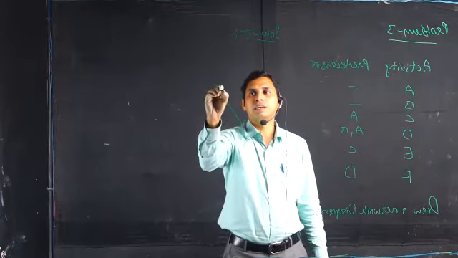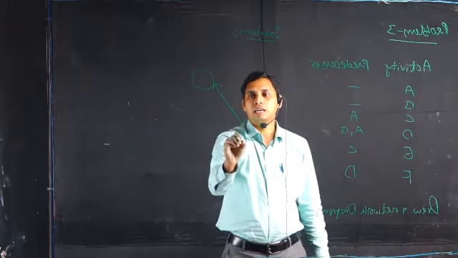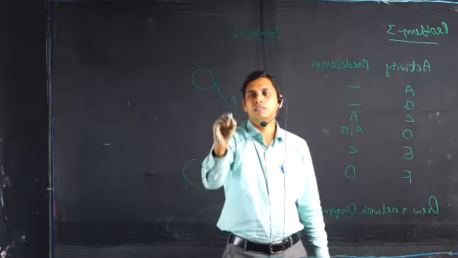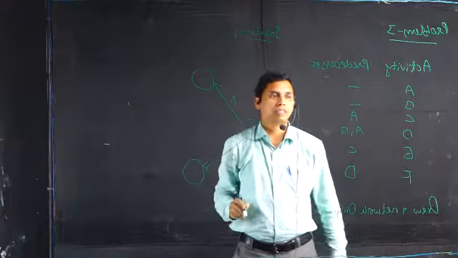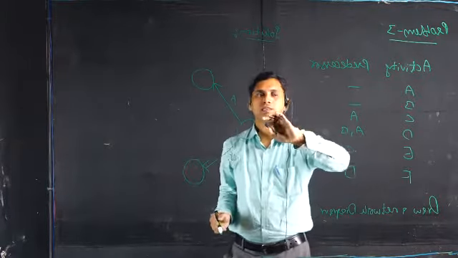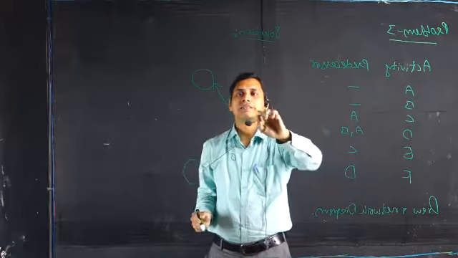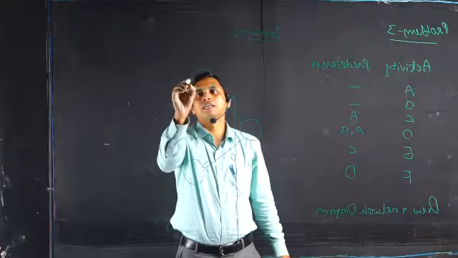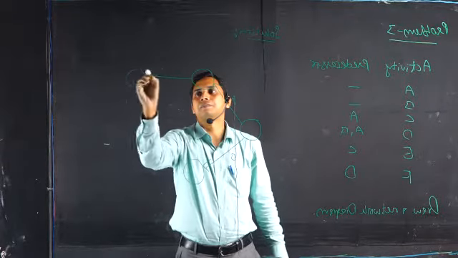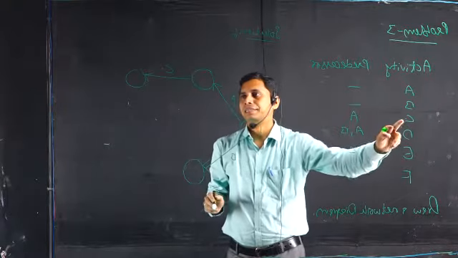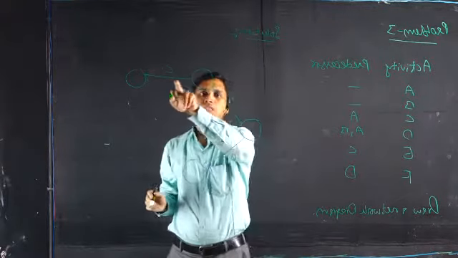Now A and B, that's clear. And then for activity C, A is the predecessor. Okay, for activity C, A is the predecessor. So now let's draw activity C. It's very clear that for C, A is the predecessor.